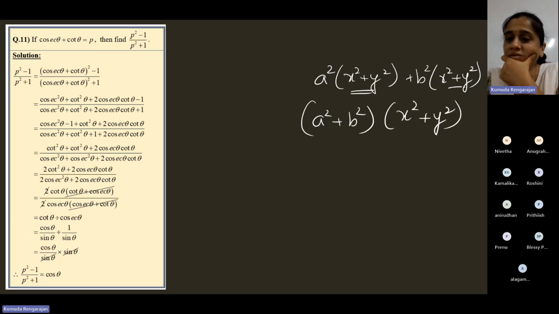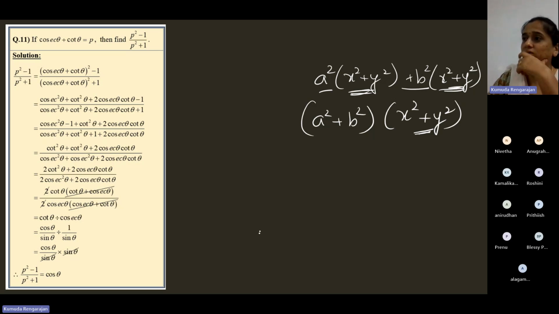You must write this common factor once, x square plus y square. Write that once and write these two in the other bracket, a square plus b square. Okay.